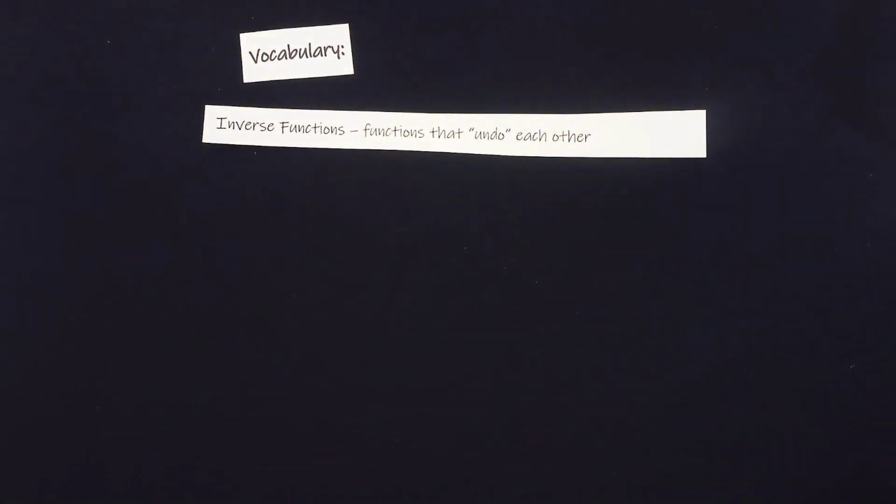An inverse of a function are functions that undo each other. So, you'll hear me use the word inverse, and I think I just used it in the last video. To get rid of a cube, we took the inverse function, which was a cube root. Okay? It's the same type of thing.